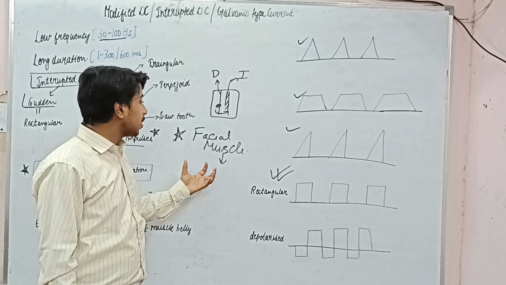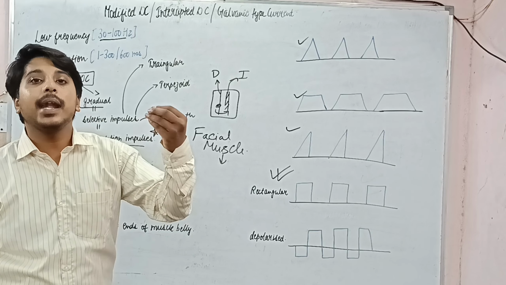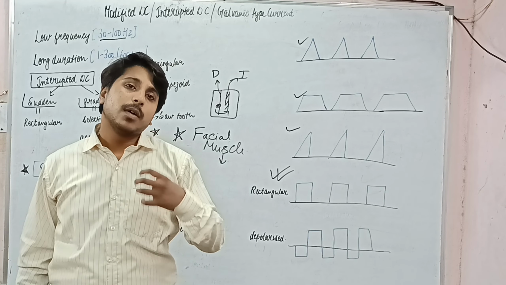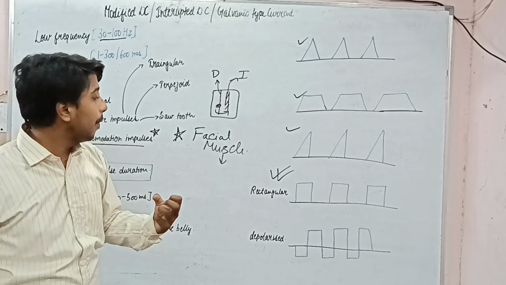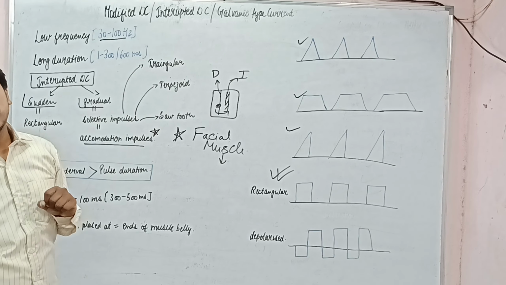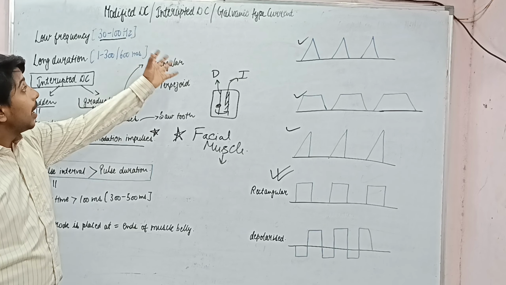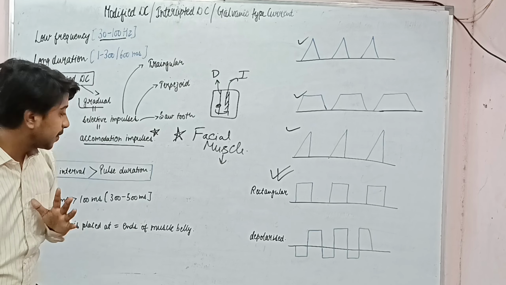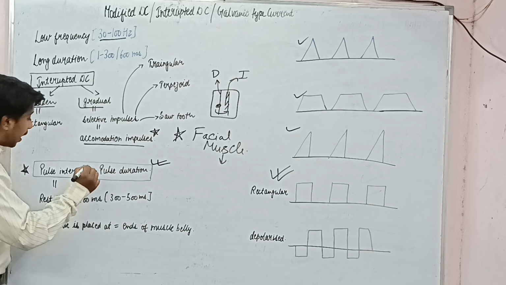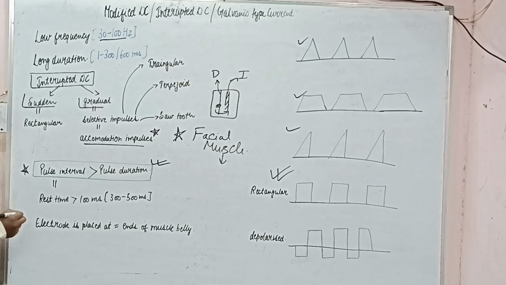Okay, because the facial muscles are very small and delicate with less bony attachment. Okay, bony attachment is reduced. So for facial muscle we are using the galvanic current and I have explained the reason. Then the important thing is that here the pulse interval must be greater than the pulse duration.